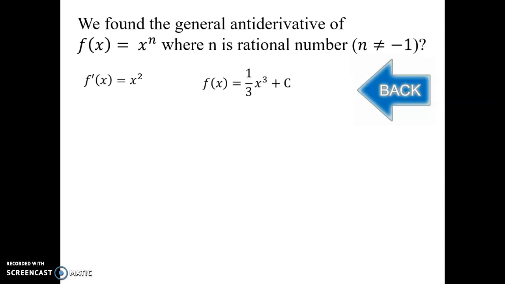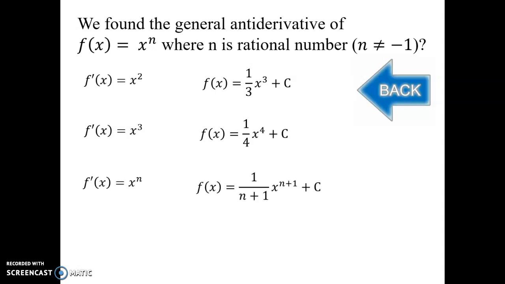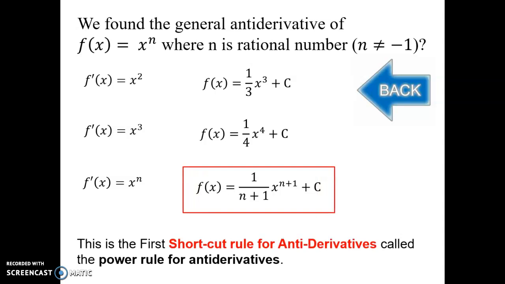Remember, we said that if I have a derivative of x squared, it came from a function whose original function must have been 1/3 x to the third. If I had a derivative function that was x to the third, that must have come from 1/4 x to the fourth plus c. And we came up with this general formula for the power function. This is called the shortcut for antiderivatives for the power rule.